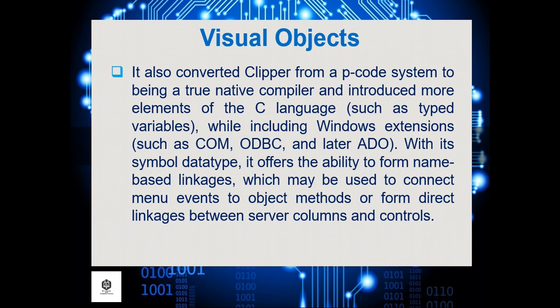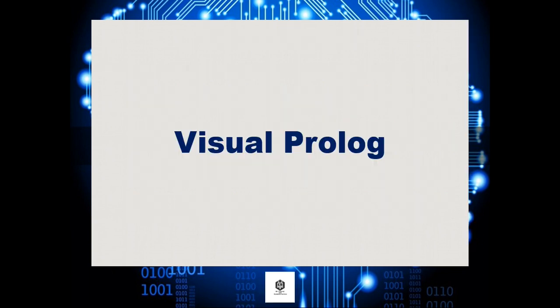It also converted Clipper from a pseudo-compiled system to being a true native compiler and introduced more elements of the C language, such as typed variables, while including Windows extensions such as COM, ODBC, and later ADO. With its simple data type, it offers the ability to form name-based linkages, which may be used to connect menu events to object methods or form direct linkages between server columns and controls.